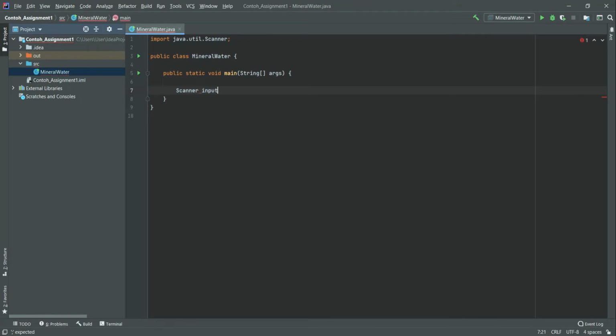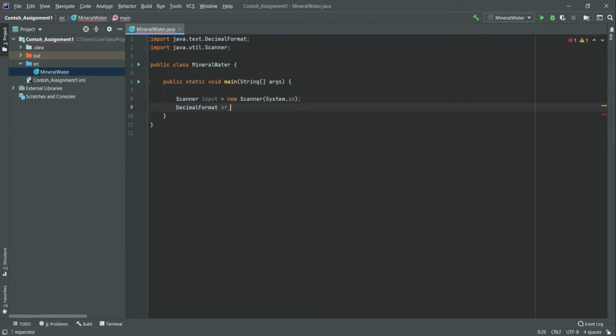After this, next I will import Java Scanner and Java DecimalFormat. Scanner input = new Scanner(System.in). Next, DecimalFormat df = new DecimalFormat with two decimal places. Then System.out.print money.